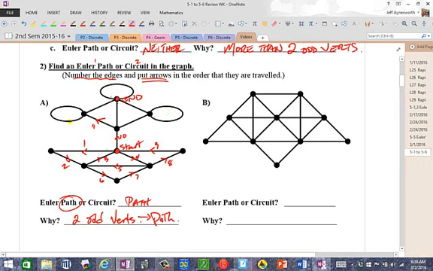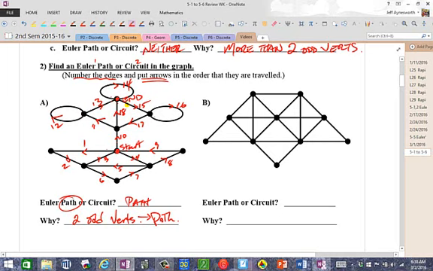11. Around here is 12. All right, 13. Moving around. I'm going to go around the loop here. 14 here. Come back down here. 15. Around the loop. 16. 17. And then back up. 18. All right, and that shows you my path.